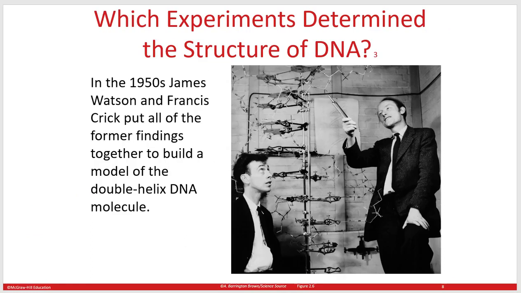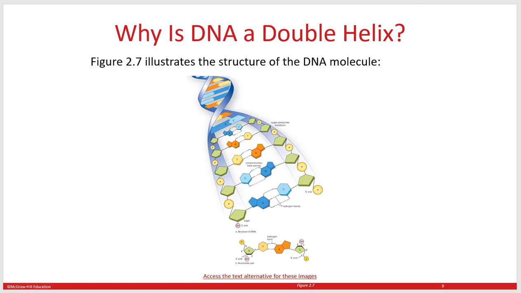Because of Chargaff's ratio and Rosalind Franklin's work, Watson and Crick put all the former findings together to build a model of the double helix molecule, and so they figured out the structure of DNA. And this is the double helix here. This is the backbone. The backbone is made of phosphates and sugars, and in between are these nucleotides, the A's, the T's, the C's, and the G's.